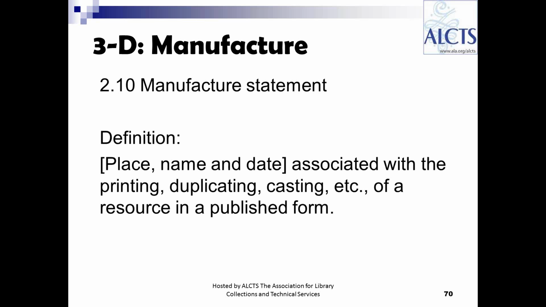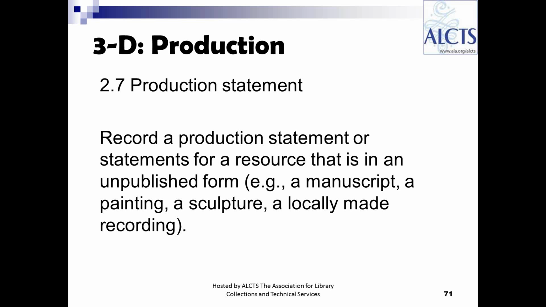Although three-dimensional forms can have publishers and distributors, I want to specifically point out the rules for manufacture and production, as they're more common with these types of materials than with many other types of materials. So 2.10 talks about the manufacture statement, and 2.7 production statements are for unpublished materials.